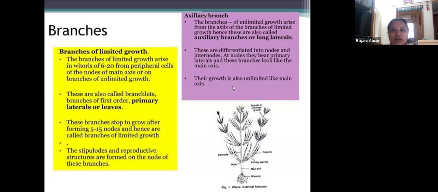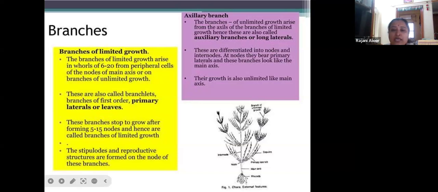Coming to the second one, the branches of unlimited growth. They arise from the axil of the branches of limited growth. Hence, these are called axillary branches, or another name, long laterals. These are differentiated into nodes and internodes as well.